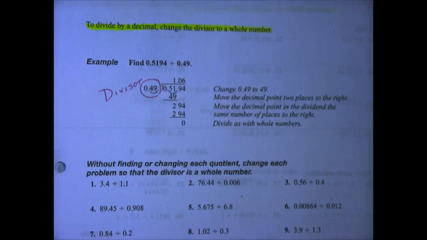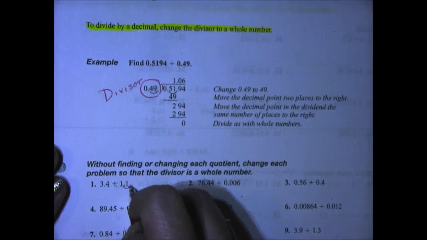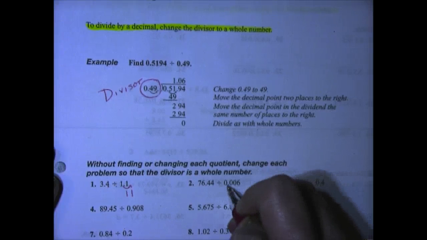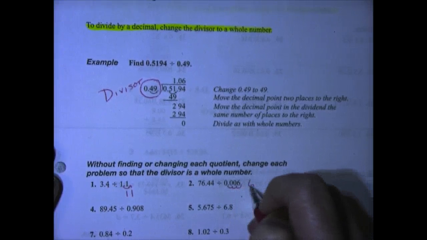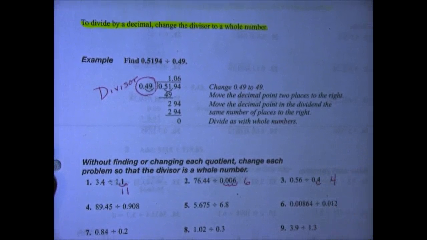All right, so all we're doing here is deciding which one of these numbers is the divisor and which one is the dividend. So we have 3.4 divided by 1.1. And you need to decide which one is going to be on the outside of the division symbol. So here we're going to have 1.1, so we're going to move our decimal point and make that an 11. Here we're going to move our decimal point 3 places and make that a 6. Here we'll move our decimal point 1 place and make that a 4.